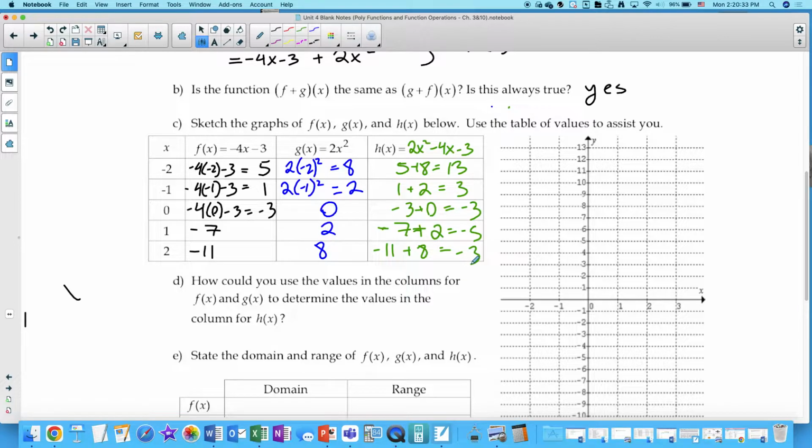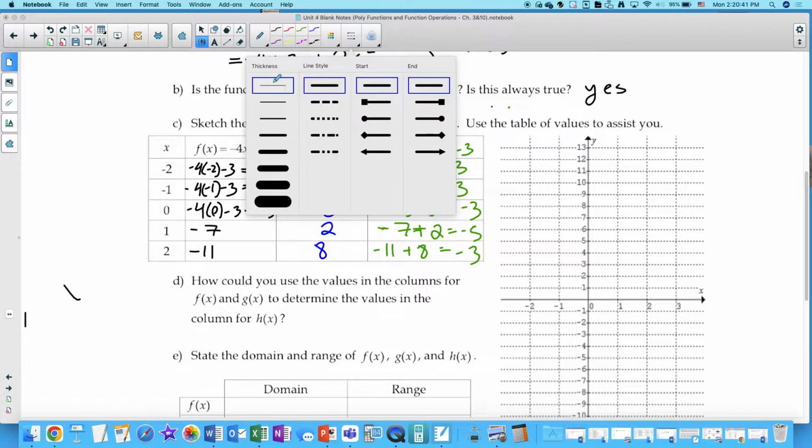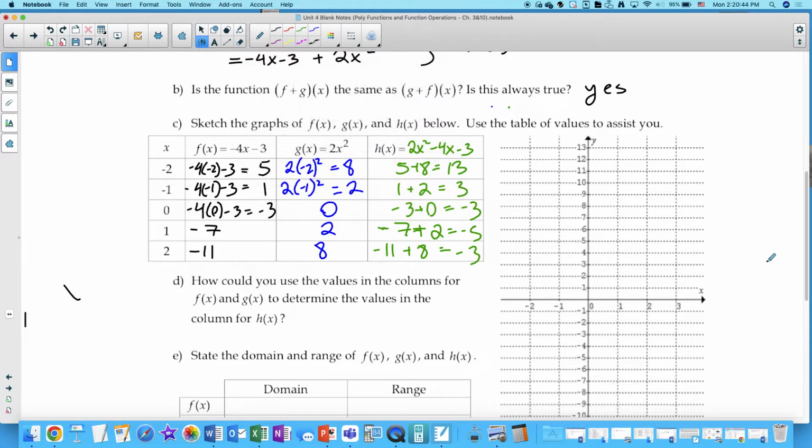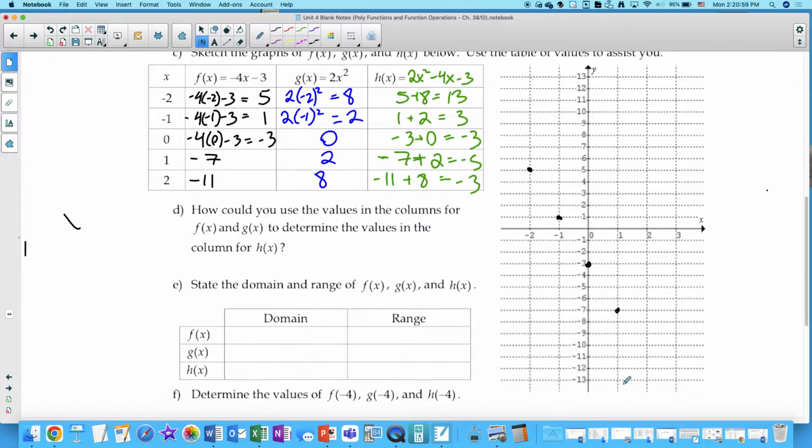Okay, so when we graph these, I'll just stick with the same colors. The first one is a linear function. So let's see: negative 2, 5; negative 1, 1; 0, negative 3; 1, negative 7; and 2, negative 11. There we go. Okay, so there's the first one.